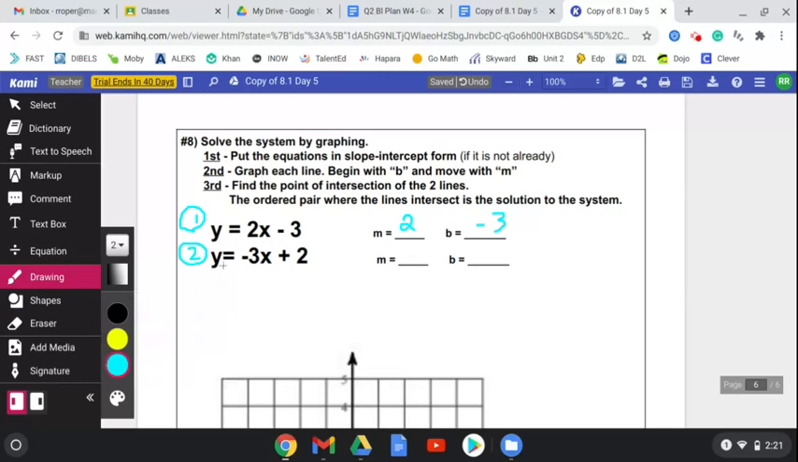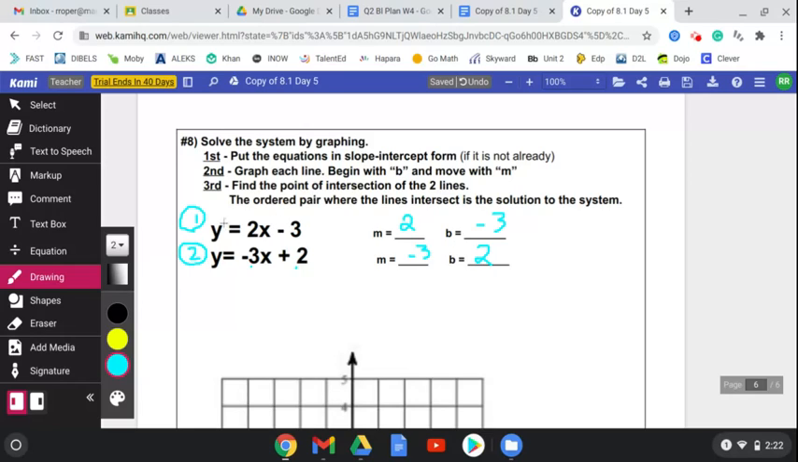All right, what about equation 2? Is this in slope-intercept form? Yep. What is m? M is the number before x, so that'd be negative 3. What is b? What is the constant term? The constant term is this one, 2. Okay, so I'm going to use that information to graph these lines on the coordinate plane. So step 1 was sort of already done for me. The equations were already in slope-intercept form, but if they're not, I need to put them in slope-intercept form so that I can identify m and b.